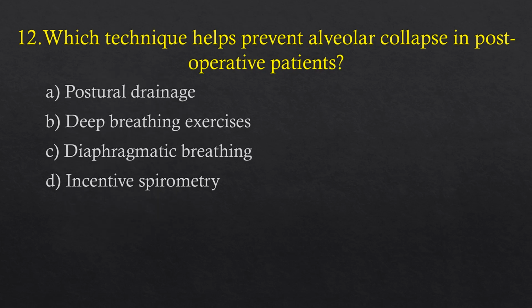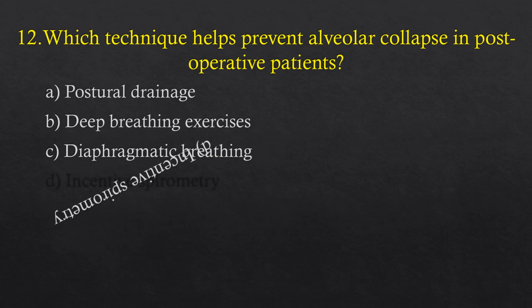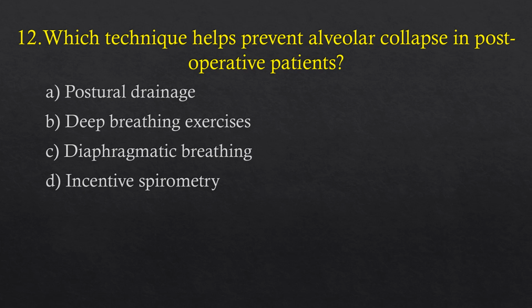Number 12. Which technique helps to prevent alveolar collapse in post-operative patients? A, postural drainage. B, deep breathing exercises. C, diaphragmatic breathing. D, incentive spirometry. So the answer is incentive spirometry.